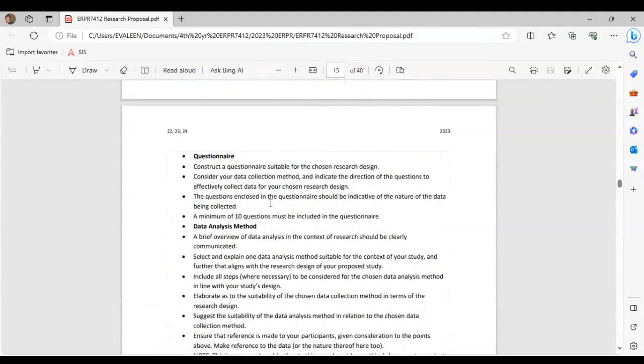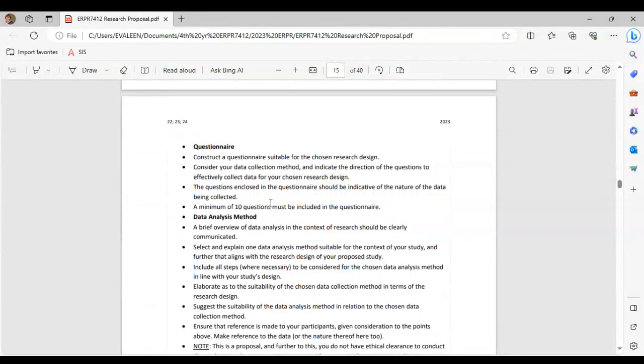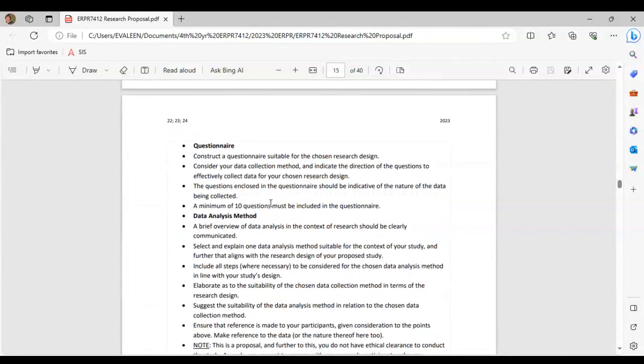The questionnaire is worth 10 marks. You did do one for the ICE task. We'll go over the elements of the questionnaire. You need 10 questions here.